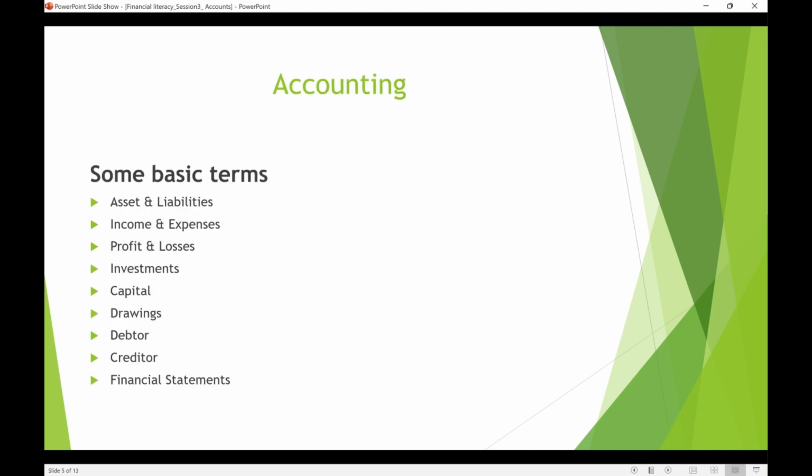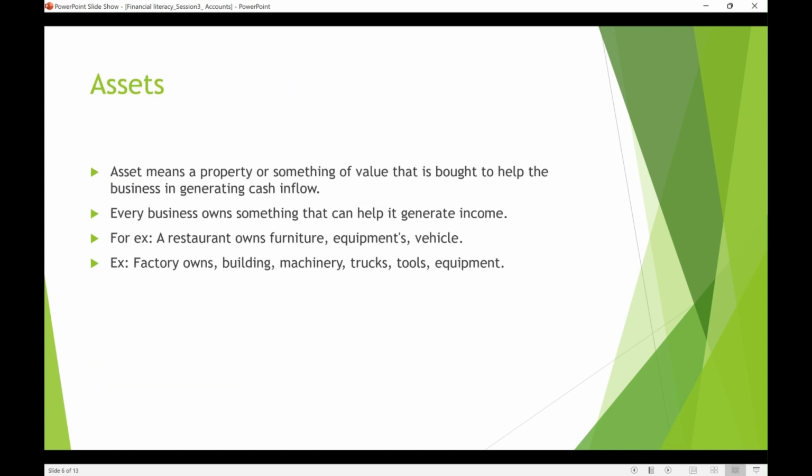Let us see the basic terminology used in accounting, such as assets and liabilities, income and expenses, profit and losses, investments, capital, drawings, debtors, creditors, and financial statements. These are terms you might have heard in your life so far.